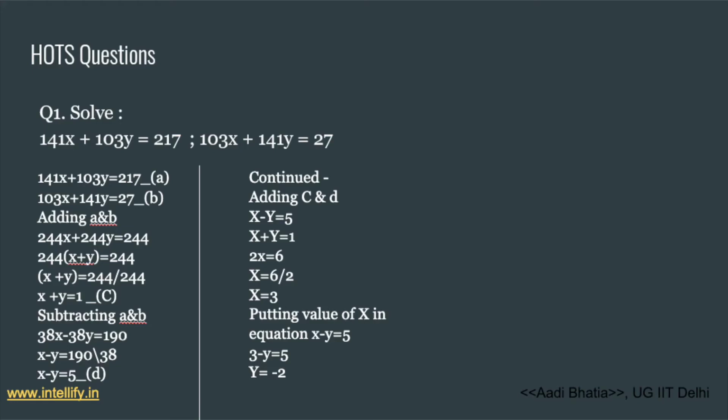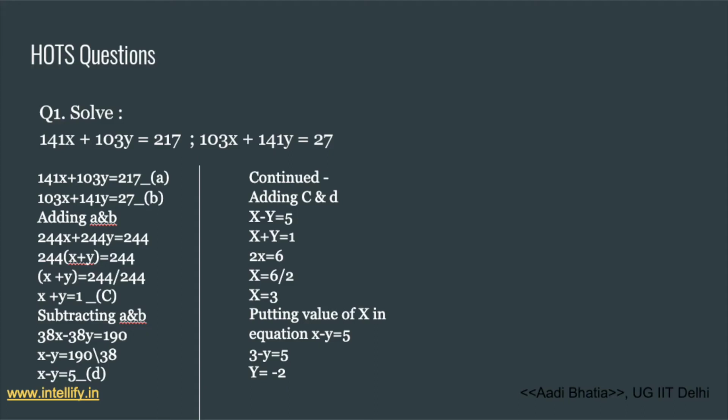103x plus 141y is equal to 27. These are the two equations given to us. So we'll take the first equation as a and the second equation as b. When we add a and b, then it will become 244x plus 244y is equal to 44.